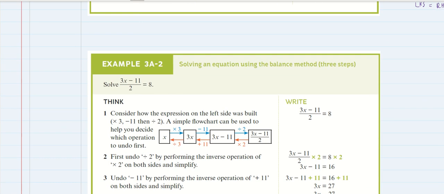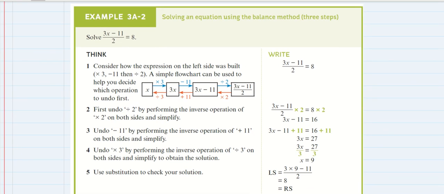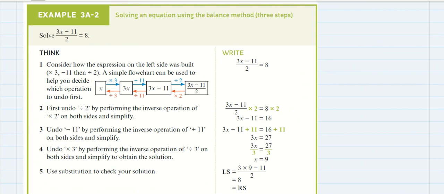Now if we have a three-step equation, we're going to have to work, what was it, BIDMAS, but we're going to have to do three different steps. So if we've got here 3x take 11 divided by 2 equals 8. So 3x take 11 over 2 equals 8.